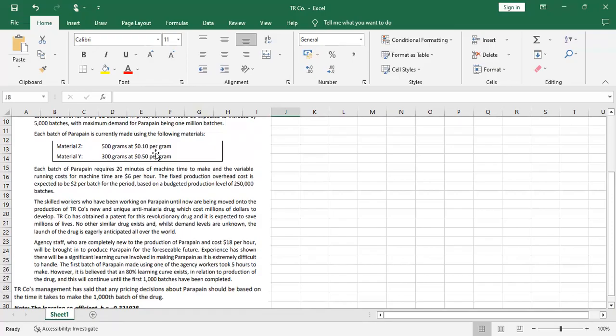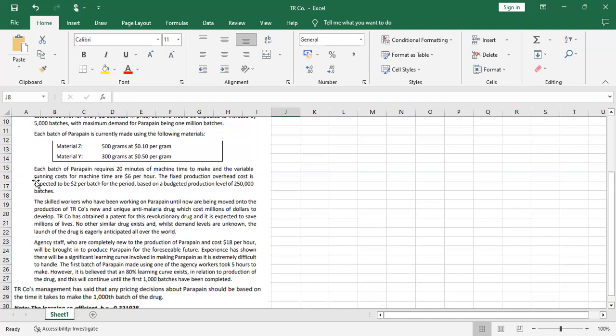But here in this question, the measurement unit of the consumption is grams and the price is also provided on a per gram basis. So there is no need for any adjustment. Right, everyone? Then he says each batch of paraffin requires 20 minutes of machine time to make, and the variable running cost of the machine time is $6 per hour. This time we will convert minutes into hours, and it is relevant to the machine time.